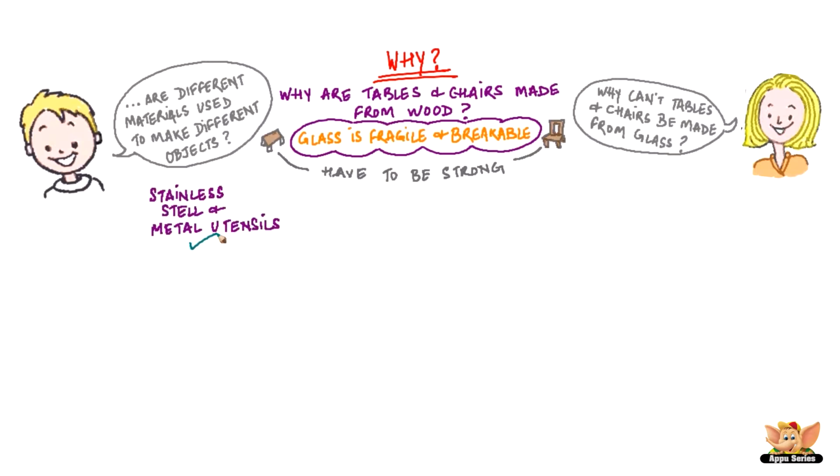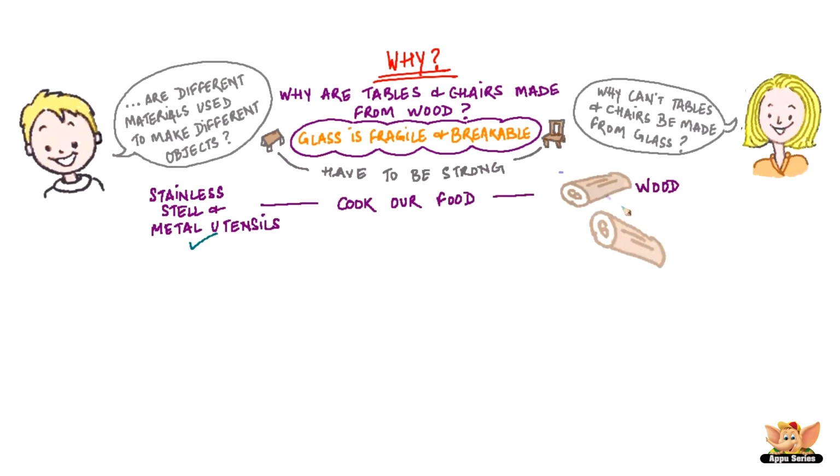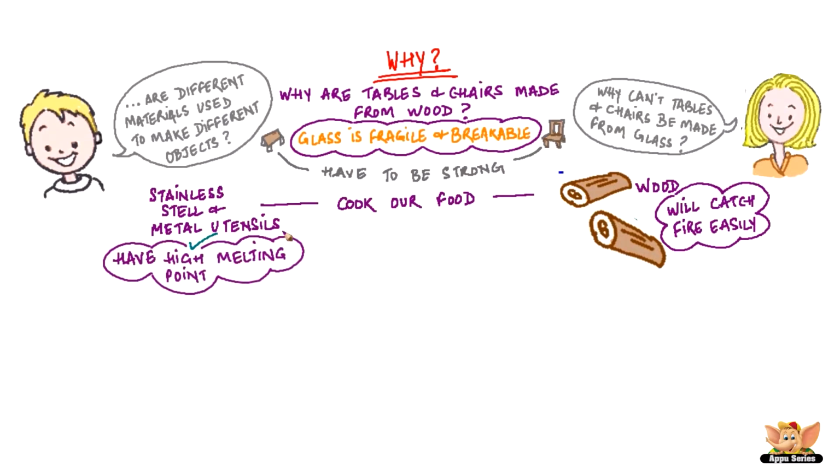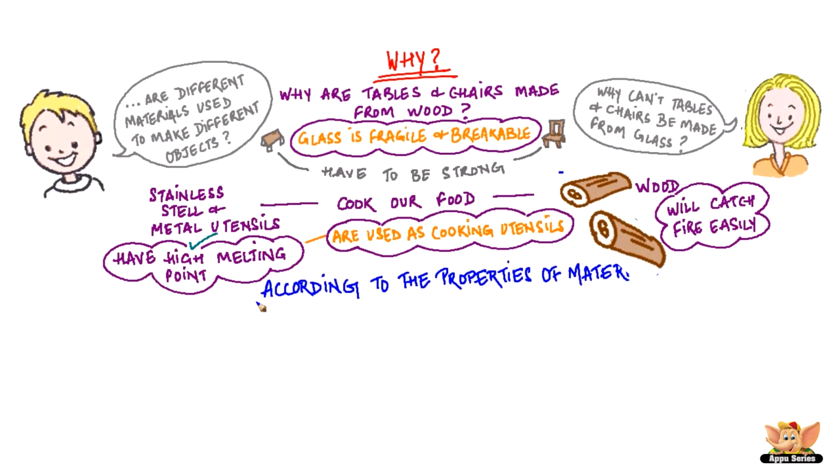Similarly, we use steel and metal utensils to cook our food and not wood. Why? Because wood can catch fire while cooking. Steel and other metals have high melting points and can take high temperatures. That is why they are used as cooking utensils. So we see that a material is used to make objects depending upon its properties and the purpose for which the object is being made. So we can say that objects are also grouped according to the properties of materials that they are made from.